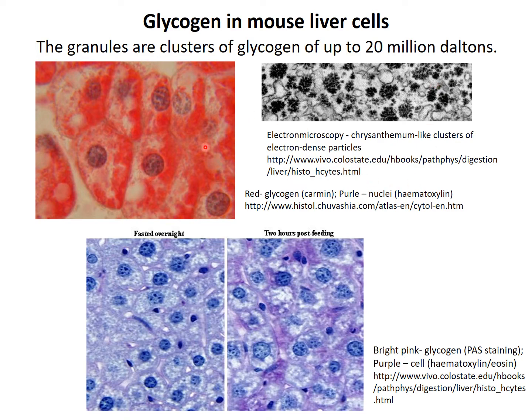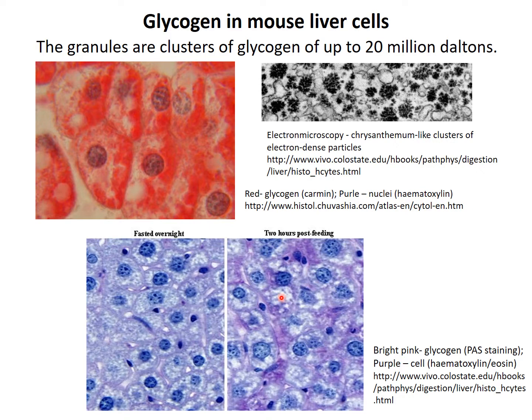Now, if you look at not an electron microscope, but just a simple microscopic picture, you see the cells and you see the glycogen stained with red. This counterstain, the purple, is for nuclei. So you see that in the cytosol, a lot of glycogen can be stored away in a well-fed animal.